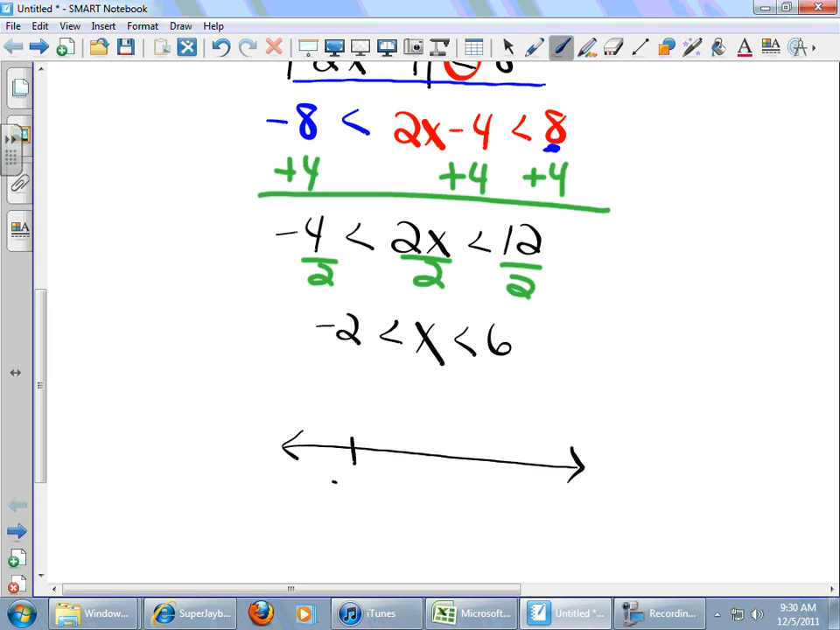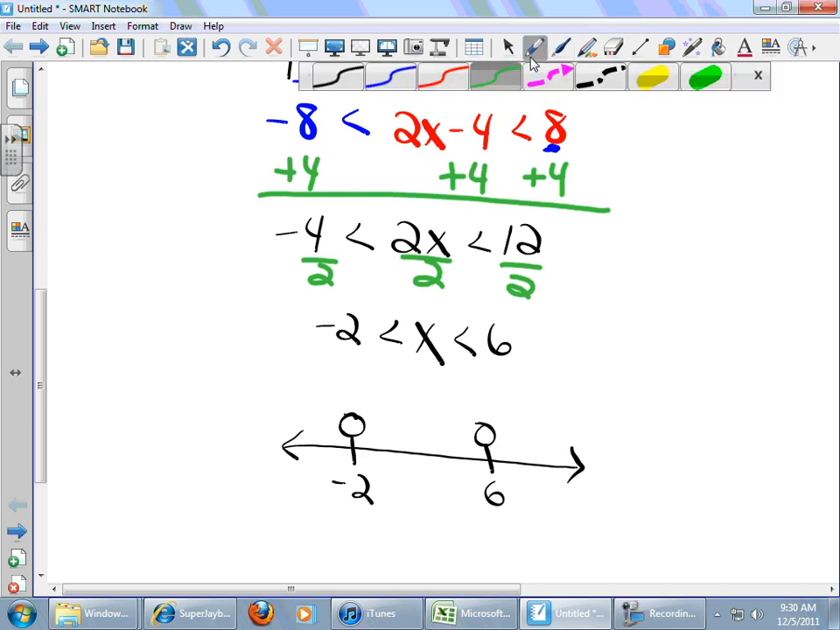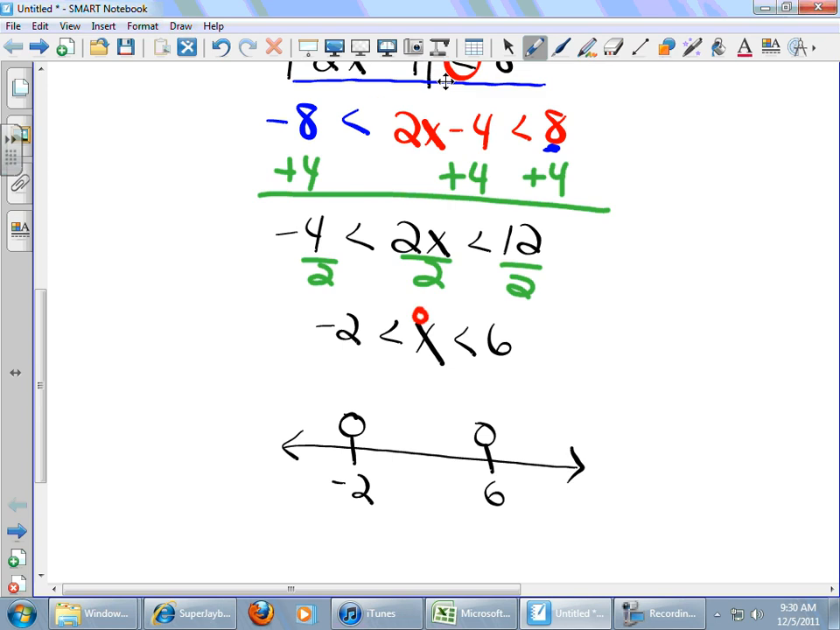Of course, I need to show negative 2. I need to show 6. They'll be open circles. And I will test. I'll pick a number that makes both parts true. Say like 0. Negative 2 is less than 0. 0 is less than 6. Yep, that's true. I'm shading in the middle. If I should pick a number outside of the two numbers, say to the left of negative 2 or the right of 6, I will get a false statement. I will not get both parts being true at the same time.